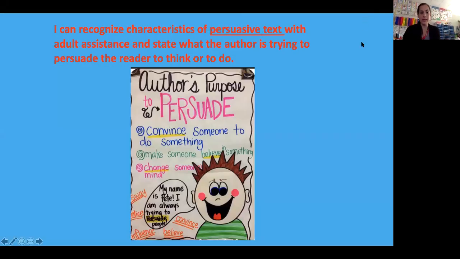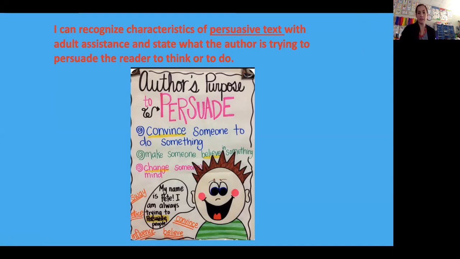Our reading target today is: I can recognize characteristics of persuasive text with adult assistance and state what the author is trying to persuade the reader to think or do. Yesterday, we talked about what it means to persuade. Do you remember what that means? Good job. To persuade means you're trying to convince someone to do something or to believe in something.